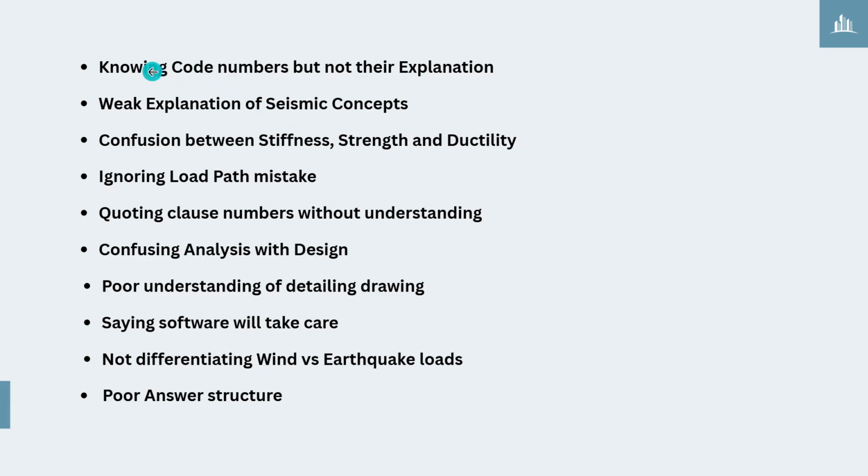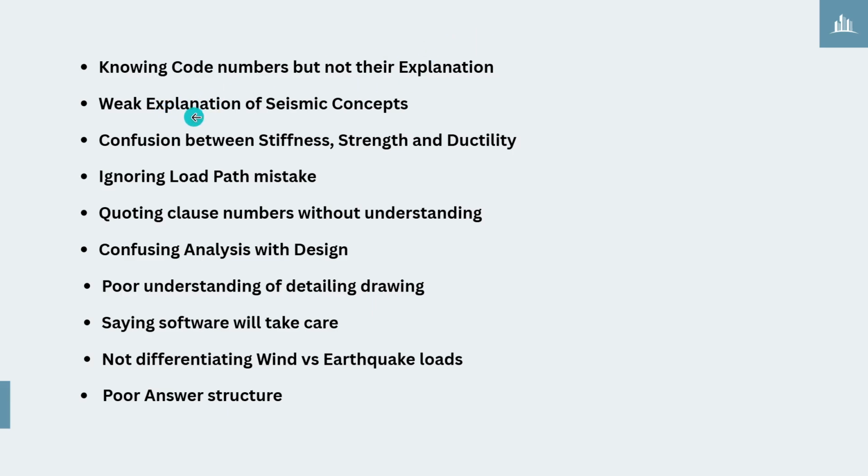First is knowing code numbers but not their explanation. Many students know the code numbers such as IS 456-2000 or IS 1893, but do not know their explanation. It can be stated that IS 1893 is used for base shear calculation, drift, or R factor, such as the response reduction factor. You should always link the code with the concept.